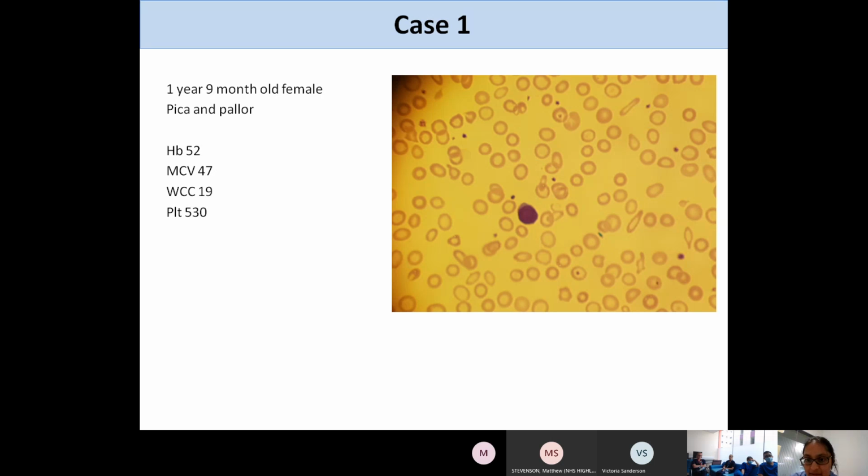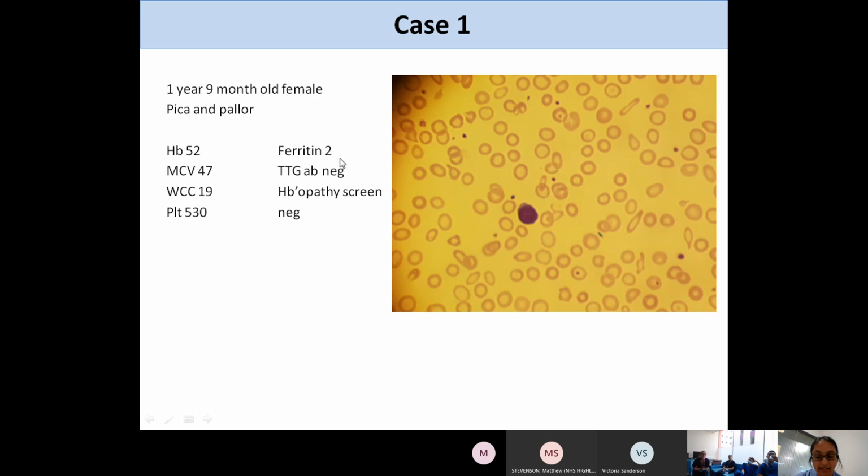It may not project particularly well, but I don't know if I can convince you that this cell here has, within the area of central pallor, a little bit of red in the middle to make it look a bit like a bullseye or a target. So just here, and that's a target cell. You get target cells when you've got excess membrane compared to cytoplasm, so you get a sort of folding up of the membrane.